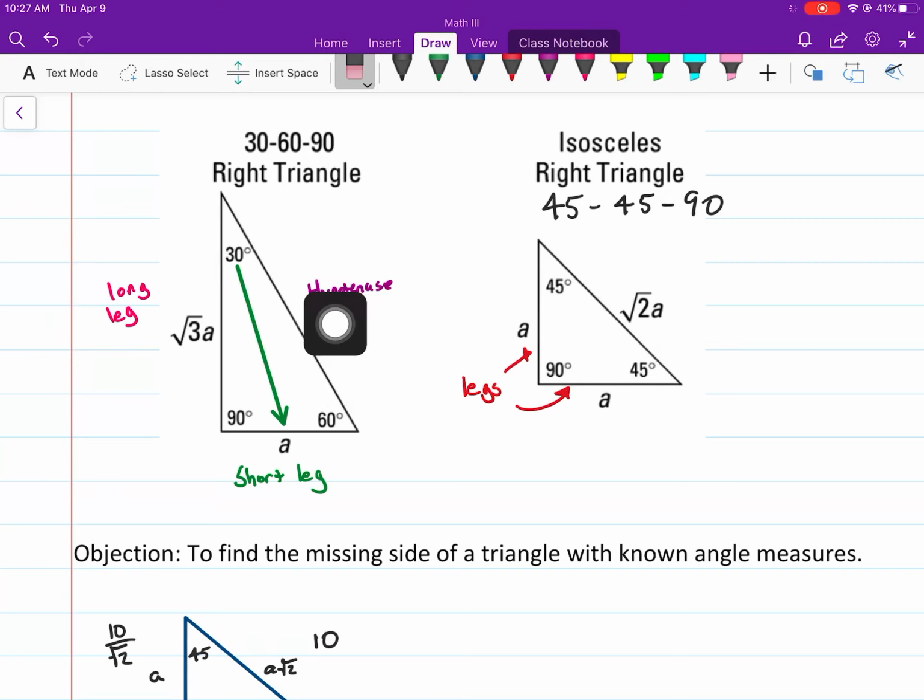And remember, if you want to go from a larger side to a smaller side, you're going to divide. So if we're going to go from the hypotenuse to the short leg, we would divide the hypotenuse by 2. If we want to go from the long leg to the short leg, we would divide the long leg by the square root of 3. Then once you have the short leg, you can easily go to the hypotenuse by doubling it, or to the long leg by multiplying by the square root of 3.